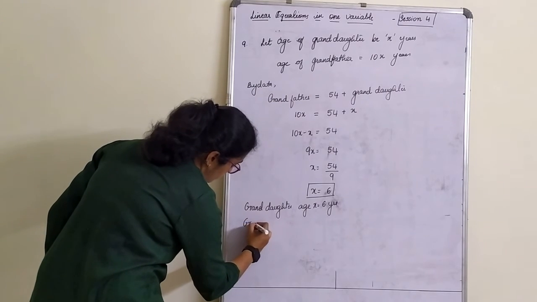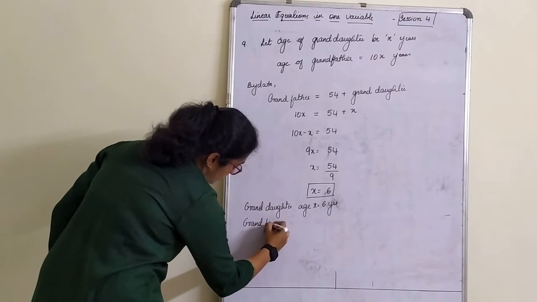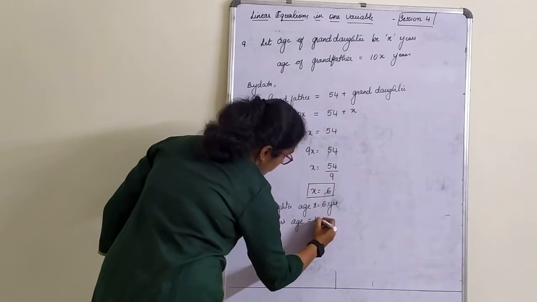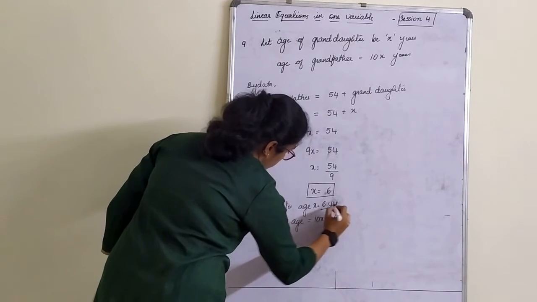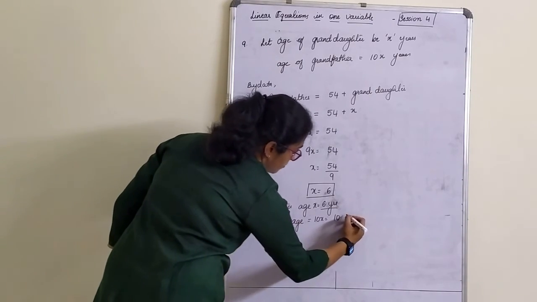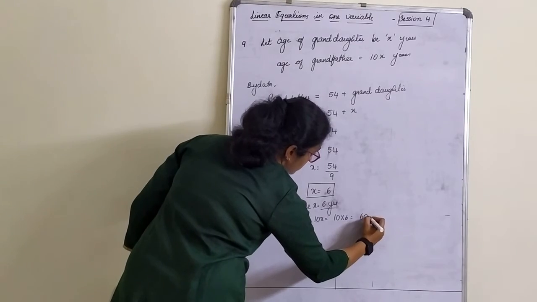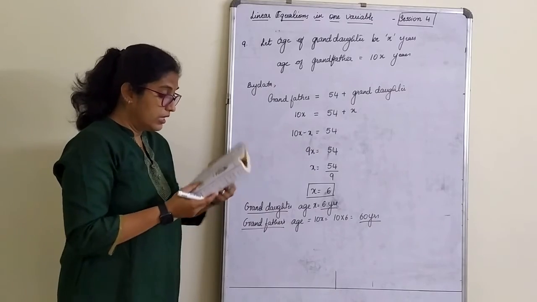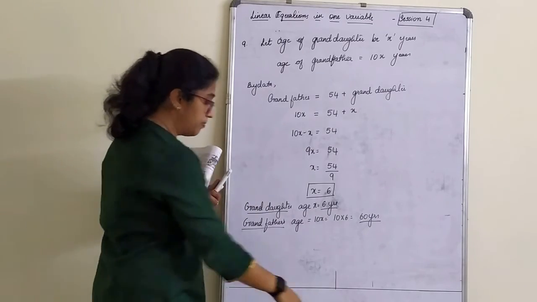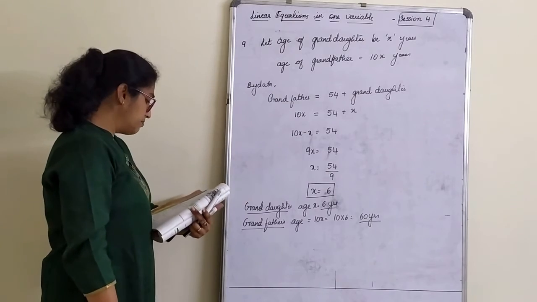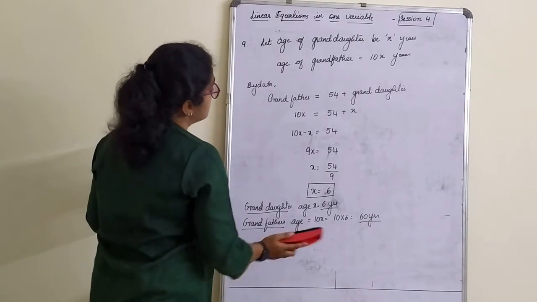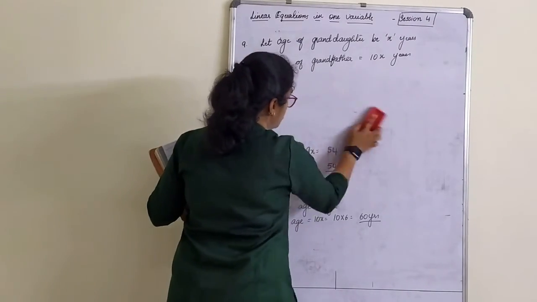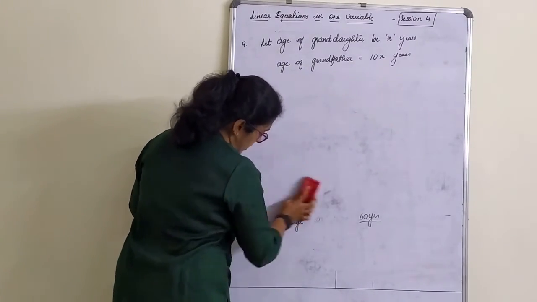and grandfather's age is 10x. 10 into 6, 60 years. Okay. Now, last one. It's again the age problem. Copy this down quickly. Aman's age is 3 times his son's age. So, whose age should be x here? Let son's age be x years.